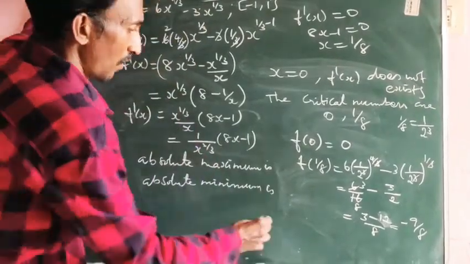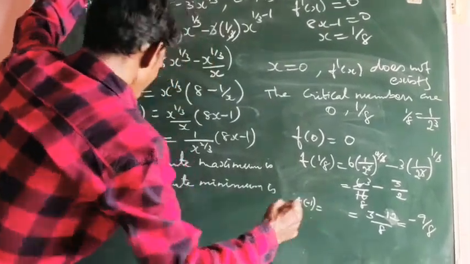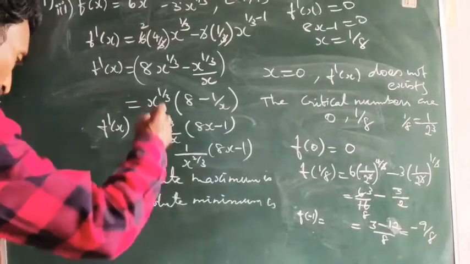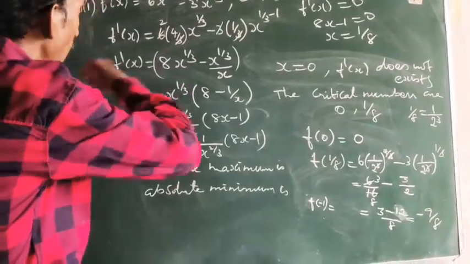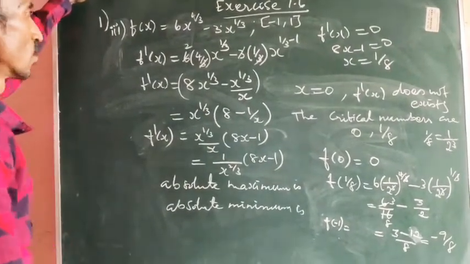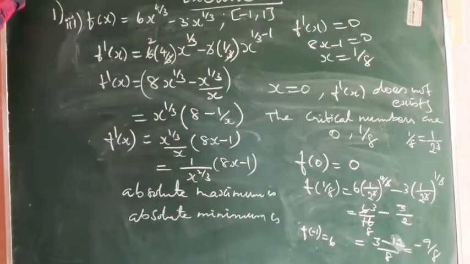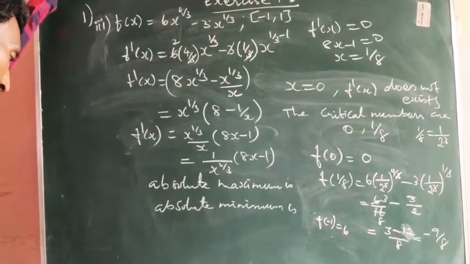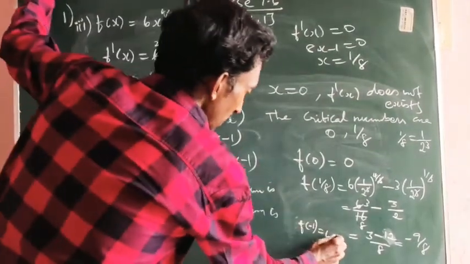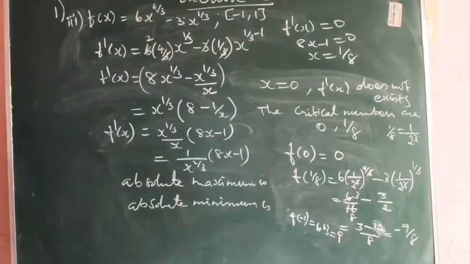Okay, now our aim is to find out f of minus 1. So put x equal to minus 1, minus 1 the whole power 4 by 3. Okay, so we are getting plus 1, so we are getting 6. And minus 1 the whole power 1 by 3, it is minus, so minus into minus plus 3, so we are getting 9. So the value is 9.